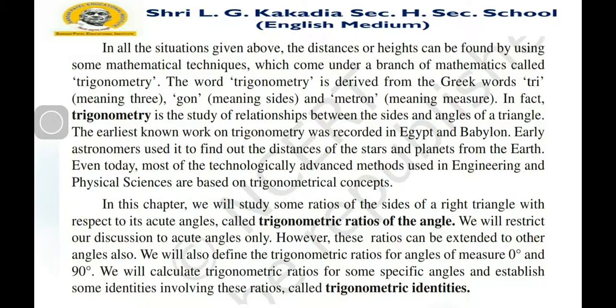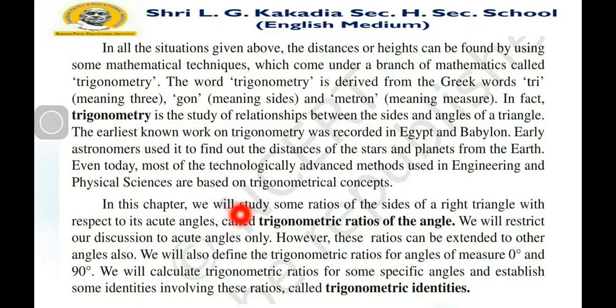Now you realize how astronomers can find the distance between the earth and the sun or other satellites in space. By using trigonometry, they can easily find the distance between all these things. Even today, most of the technologically advanced methods used in engineering and physical science are based on trigonometrical concepts.